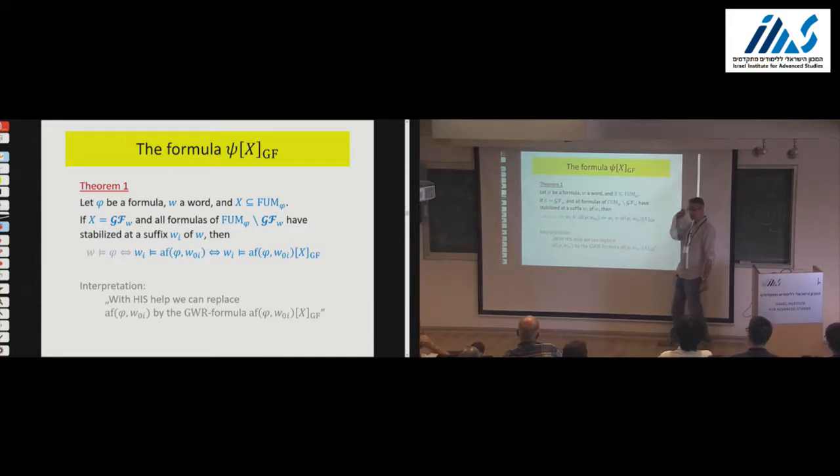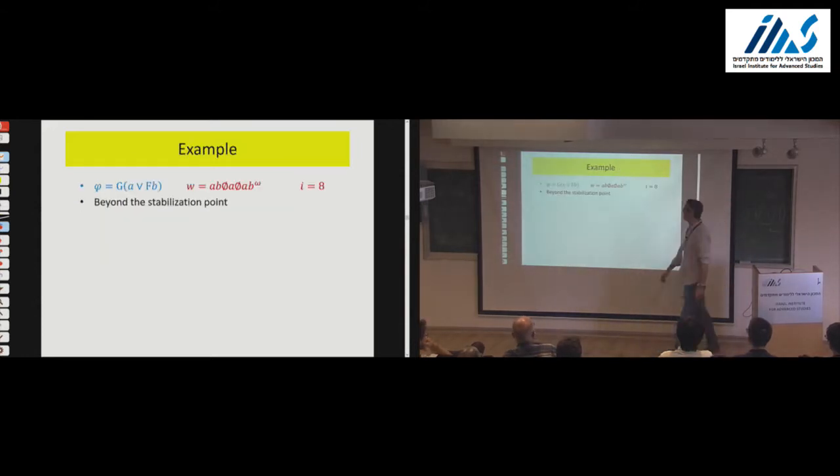So actually this is the way of profiting from God's advice. This is the weakest formula that has to hold after we have been given God's advice. Good, so this is the interpretation. With his help we can replace this by the GWR formula. Everybody happy with that? Good.